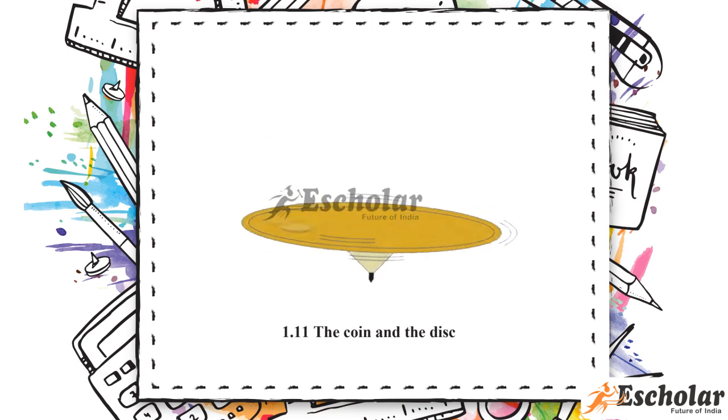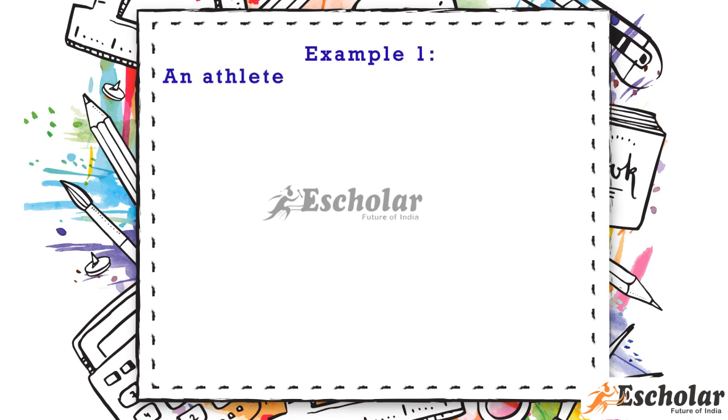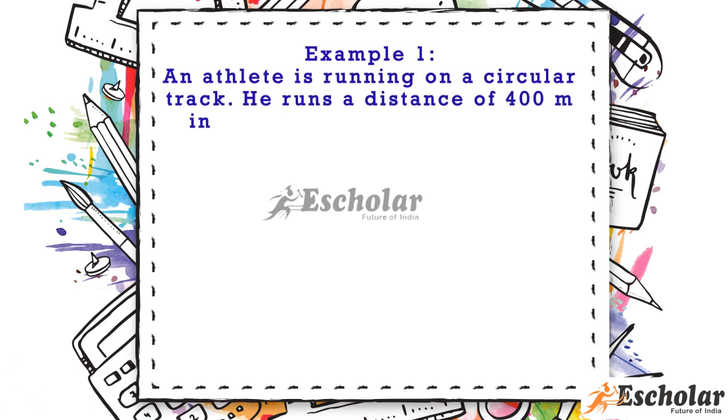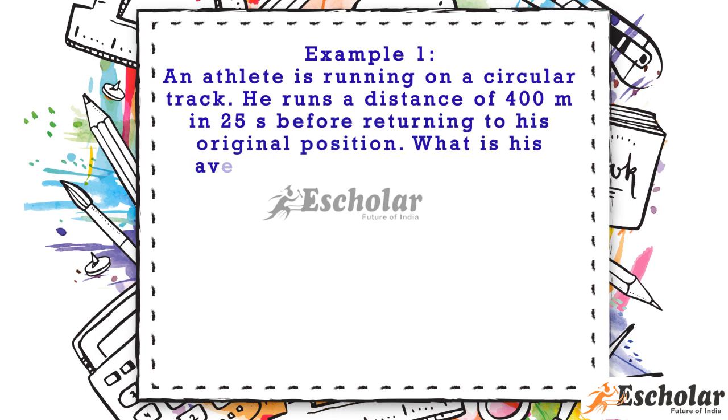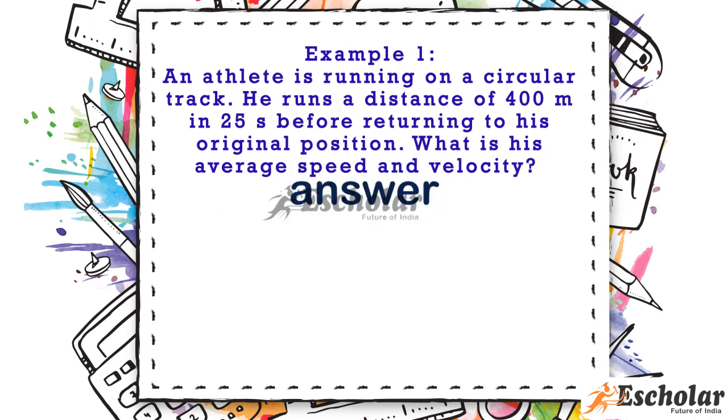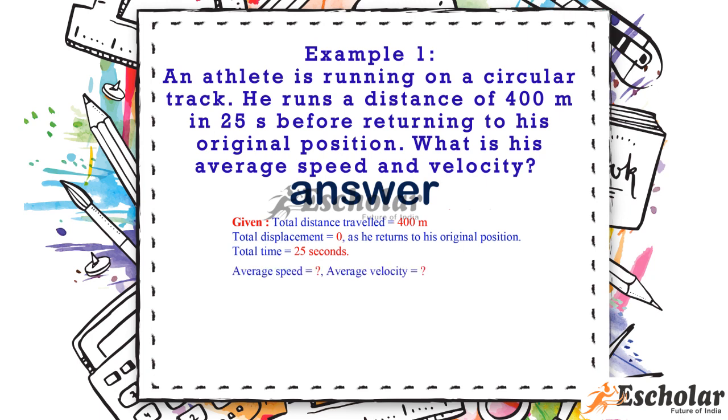Example 1. An athlete is running on a circular track. He runs a distance of 400 meters in 25 seconds before returning to his original position. What is the average speed and velocity? Given: total distance traveled equals 400 meters. Total displacement equals 0 as he returns to his original position. Total time equals 25 seconds. Average speed? Average velocity?